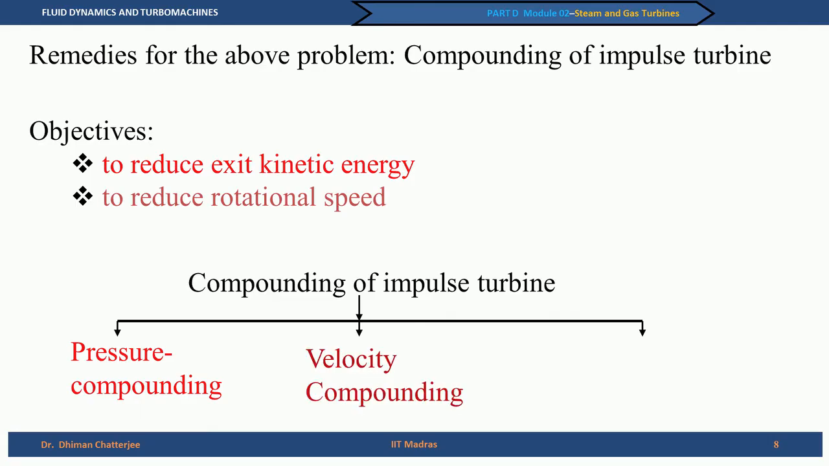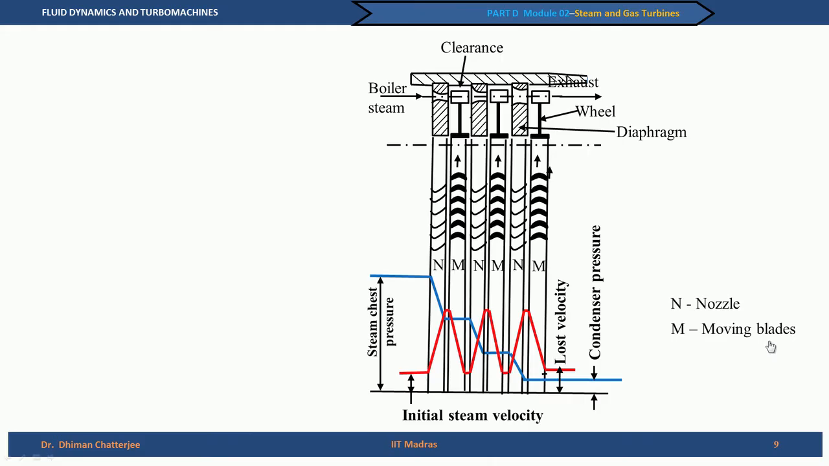The second one is called velocity compounding, and the third one is called pressure velocity compounding. Now, we will take up each one of these to know the features of pressure compounding, velocity compounding, and pressure velocity compounding. So, this is the schematic of the pressure compounding.